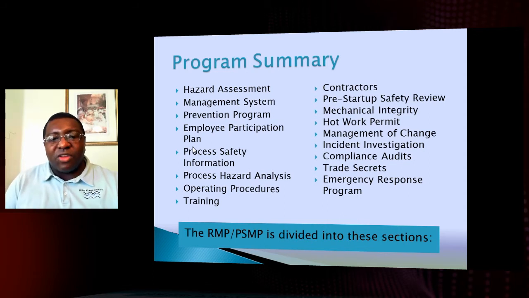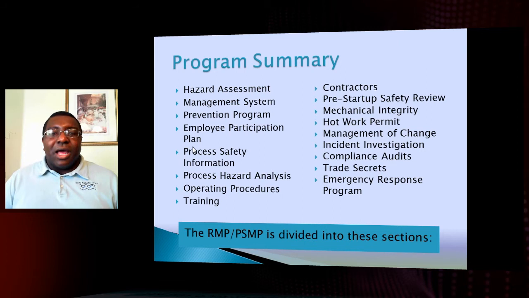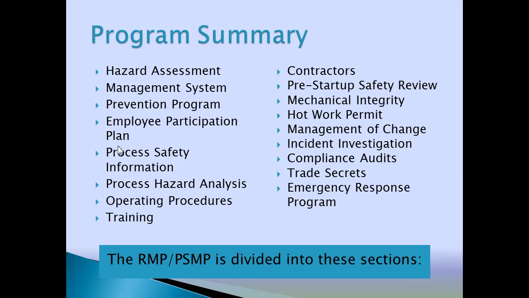Then after you're dealing with those major components, you have some other byproducts, such as dealing with contractors, how you start up with safety review, mechanical integrity of all the parts associated with your process, hot works permit if you do any kind of hot works, welding around that facility, management of change, incident investigation, compliance audits, any trade secrets incorporated in this standard, and then emergency response program. So all these make up your risk management plan, your process safety management plan. Those are the big components of this risk management.